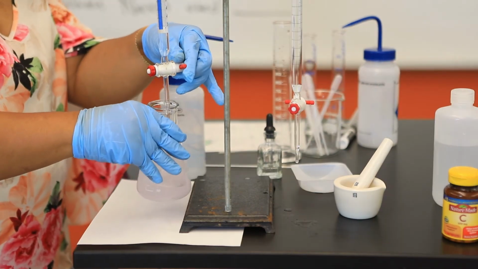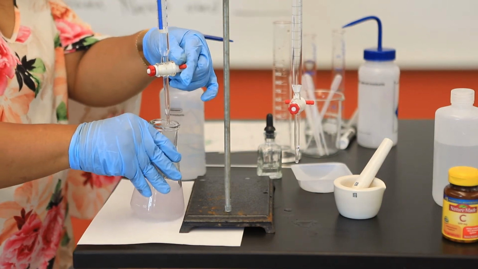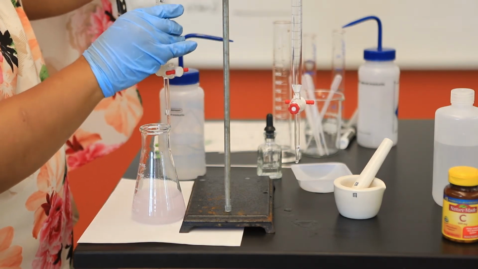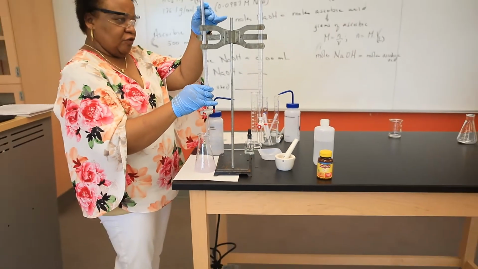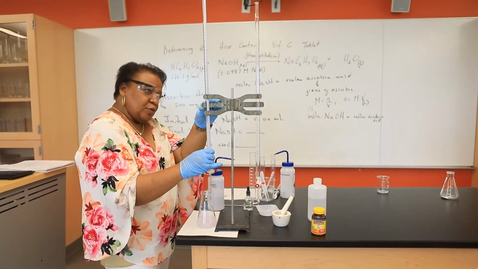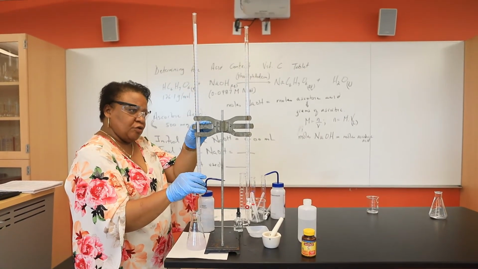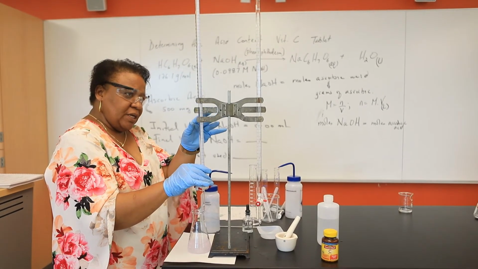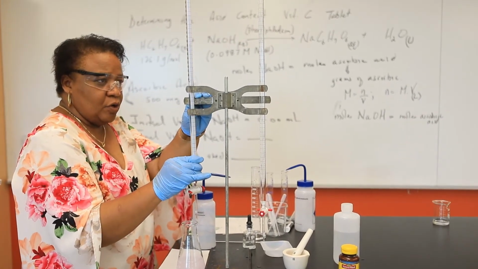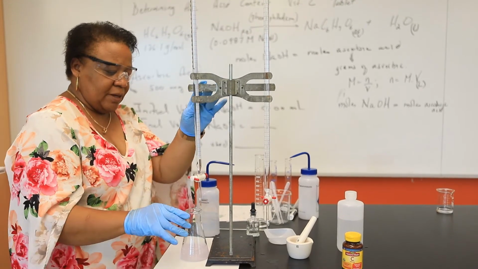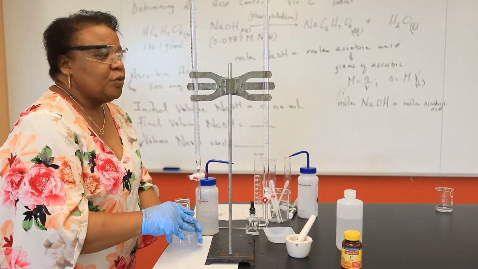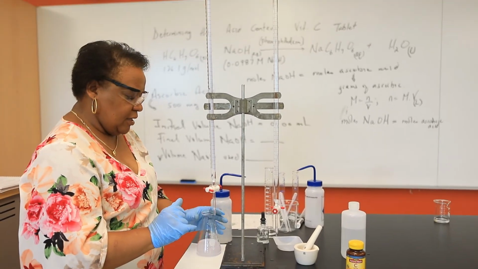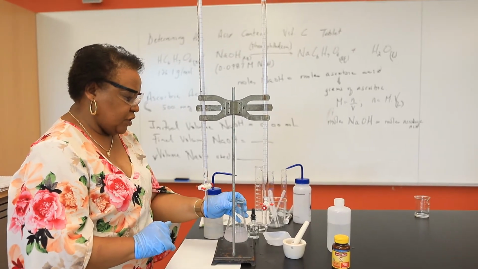Oh, perfect. So now that the solution is faint pink in color, let's go back and check exactly what volume of sodium hydroxide was used. We started off initially with 0.00 milliliters, and now that volume is at 29.40 mLs. And so we used 29.40 milliliters of sodium hydroxide in the first titration.